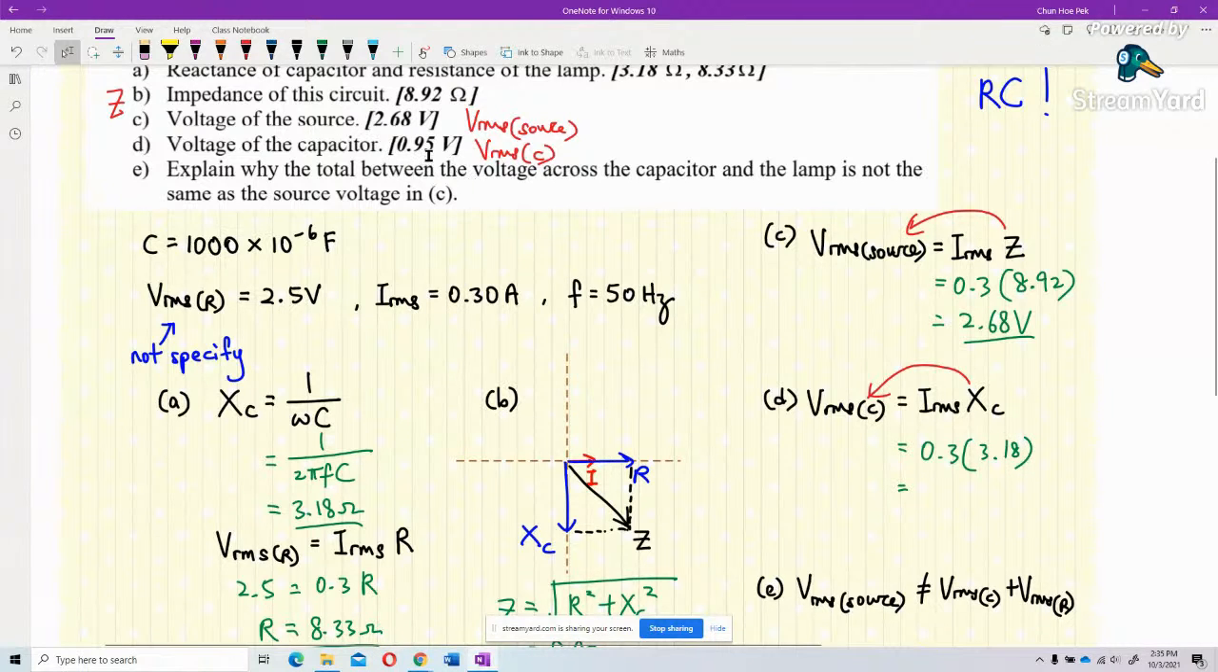The answer is 0.95 volt. Okay, that's it. Very simple. Okay, now.